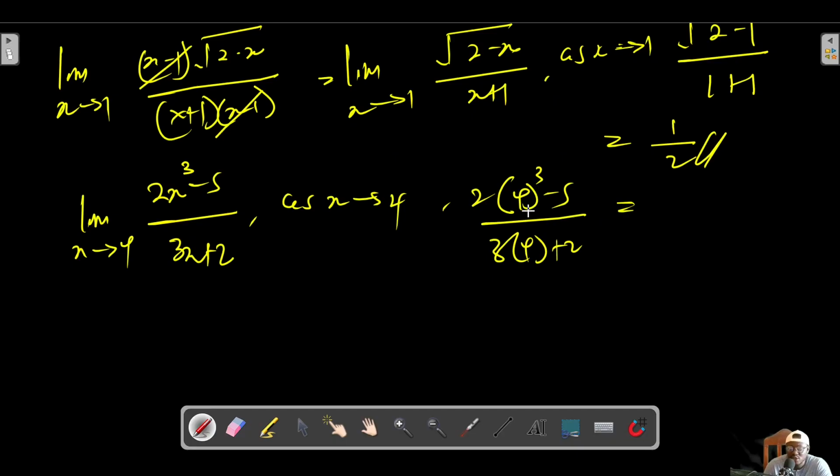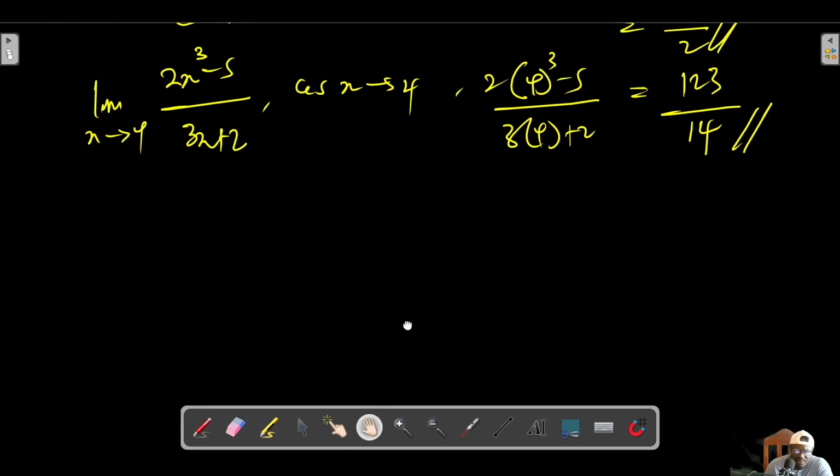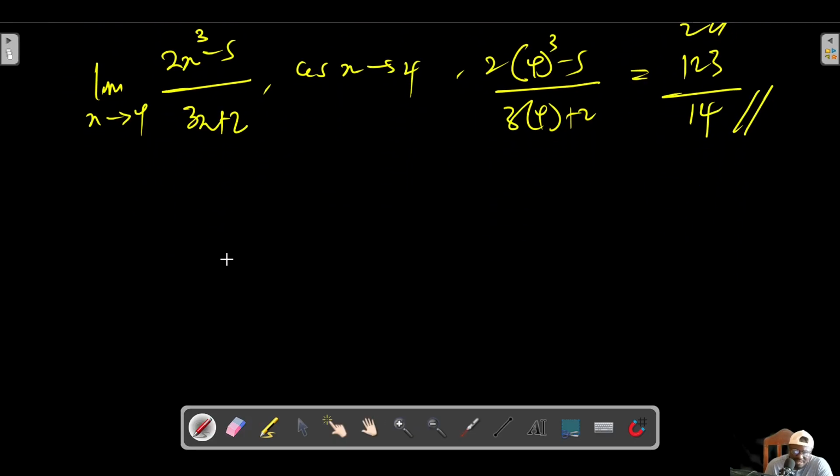What is 4 cubed? 4 times 4 is 16, 16 times 4 is 64. 2 times 64 is 128. 128 minus 5 is 123. 3 times 4 is 12, 12 plus 2 is 14. So the answer is 123 divided by 14. This is actually not difficult. Shall we proceed? Let us move on.